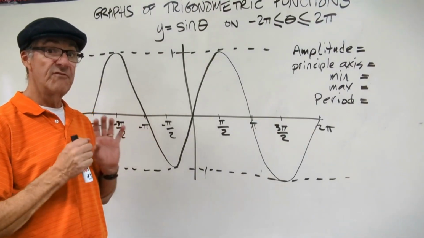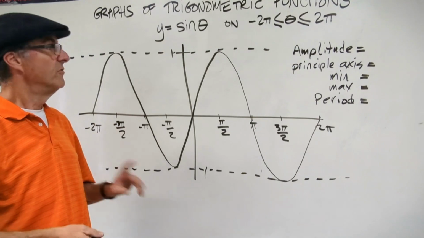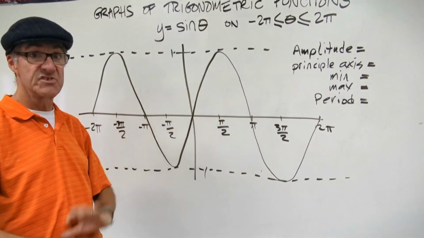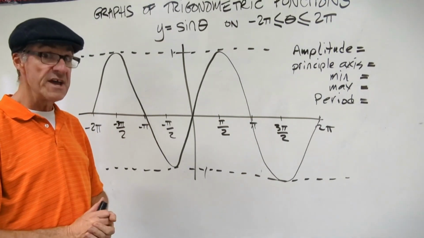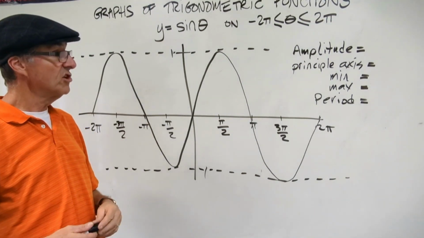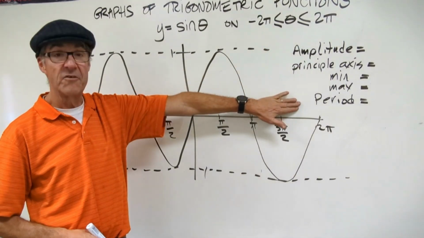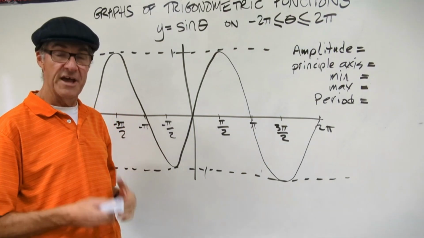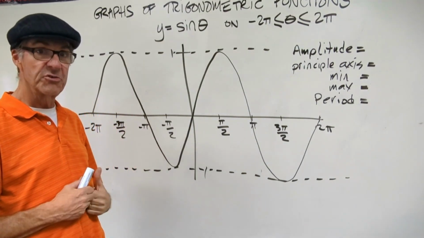Now let's talk about some vocab that we're going to need to use when we start looking at the more complicated graphs that are just variations on sine theta. But we can come up with quite a few variations. So let's take a look at some terms here. I've written 5 of them here. If you think you know what those are, pause the video right now and fill them in. I'm going to go through them.